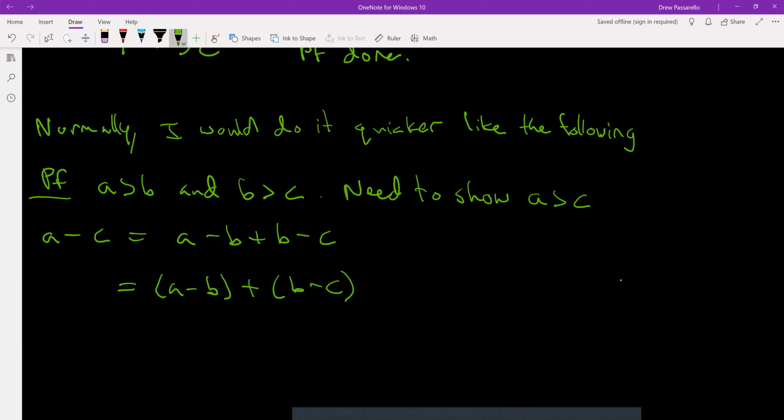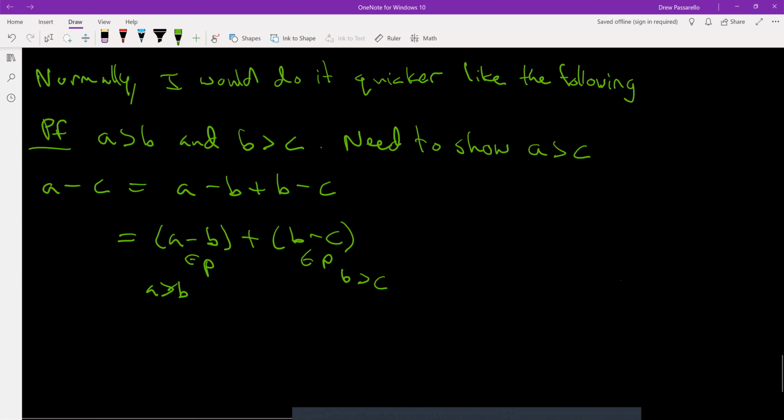And then, well, this is an element of P because A is greater than B. And then this is an element of P because B is greater than C. So therefore, the whole thing has to be in P, since it can be written as a sum of two elements in P. And that implies that A is greater than C.